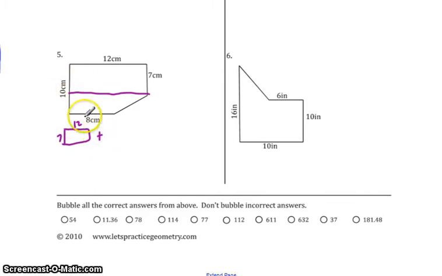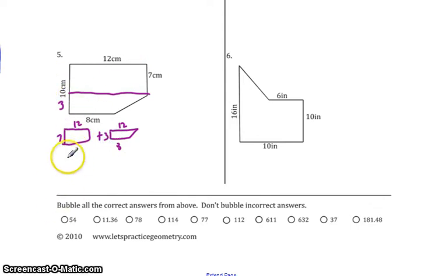And I'm going to have to add on this trapezoid, which looks to have a base of 12, a base of 8, and this height right here will have to be 3. 10 minus 7 gives me 3. And so I have to find the areas of these separately.